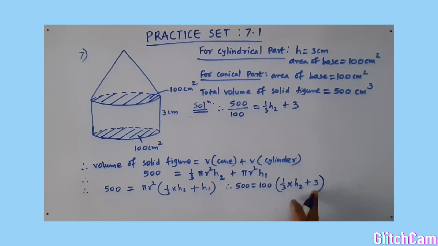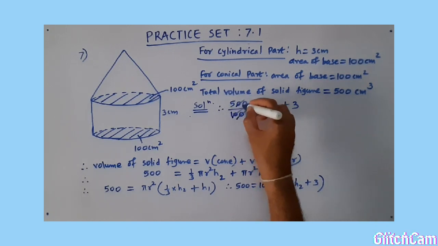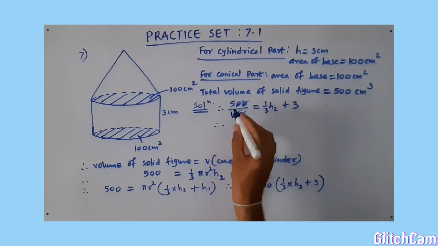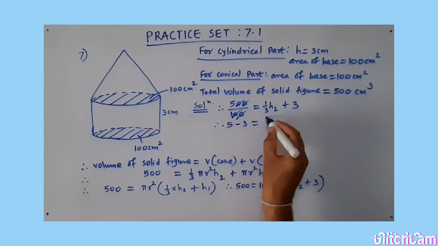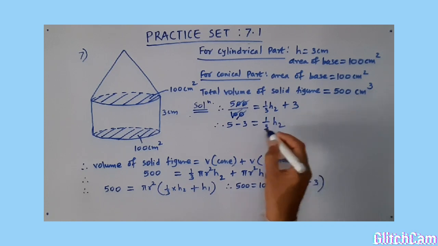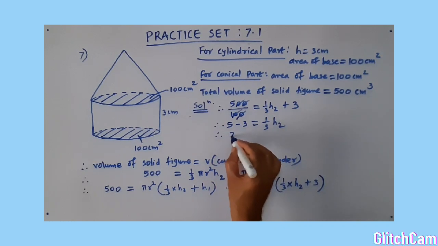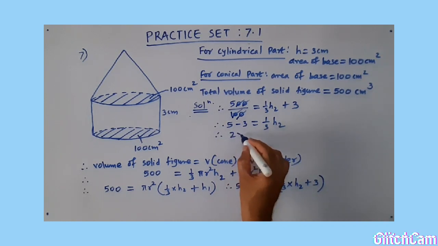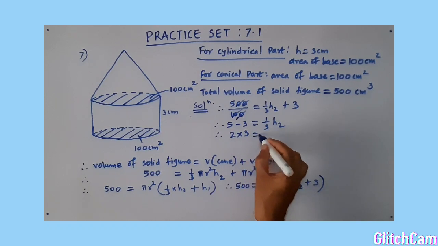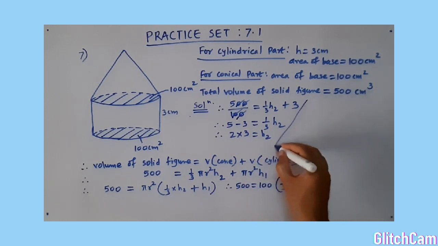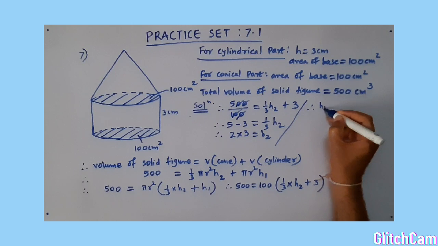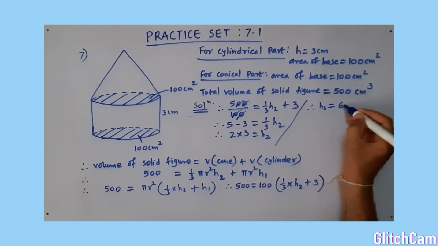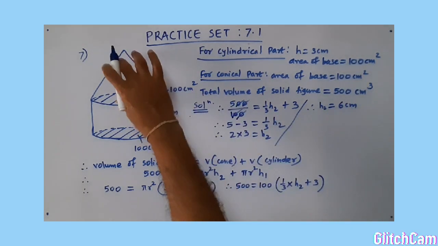So 1/3 h2 plus 3. Now 500 divided by 100 is 5, and this plus 3 is brought here. So 5 minus 3 is 1/3 h2. 5 minus 3 is 2, and the 1/3 is brought here. So the reciprocal of 1/3 is 3, so 2 into 3 is equal to h2, and therefore h2 is equal to 6 centimeter, which is the height of the conical part.